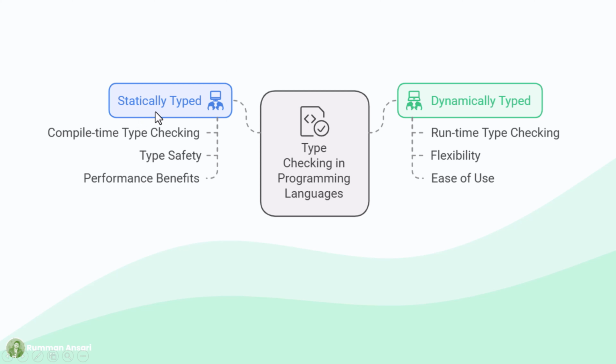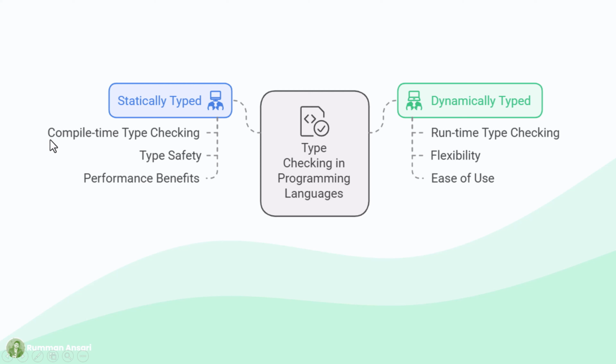First we will discuss the statically typed language and then we'll discuss the dynamically typed language. In case of statically typed language, variable types are determined at compile time. This means you must declare the data type of a variable when you write the code. Some examples of statically typed languages are Java, C, C++, C#, Swift. Now let's discuss a few characteristics of statically typed language.